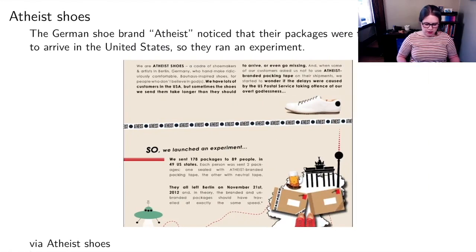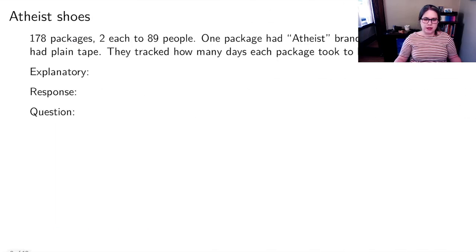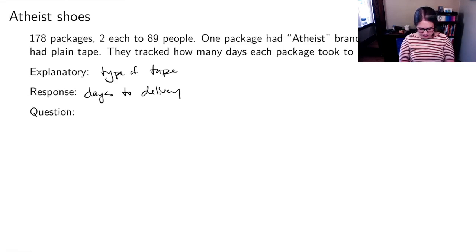So let's go back to our example, the experiment run by the shoe brand Atheist, where they noticed that their packages were taking a long time to arrive, and they thought that it might have to do with the Atheist branded tape that they were putting on their packages. So they sent out 178 packages, two each to 89 people. One package had the Atheist tape, the other one had plain tape, and then they tracked how long it took for these packages to be delivered. Remember, our response variable is the days to delivery, and the explanatory is the type of tape. And our question is basically, does the type of tape impact the time to delivery?